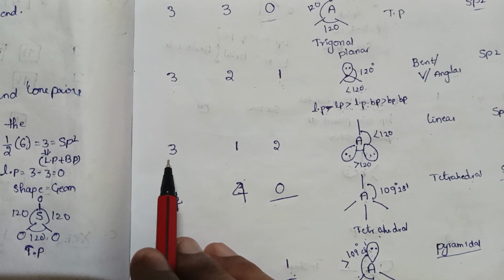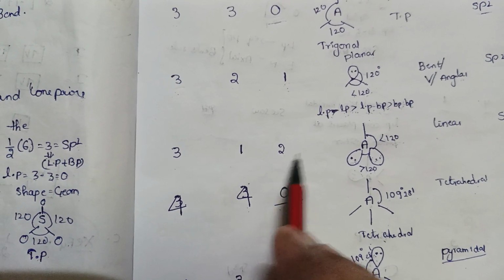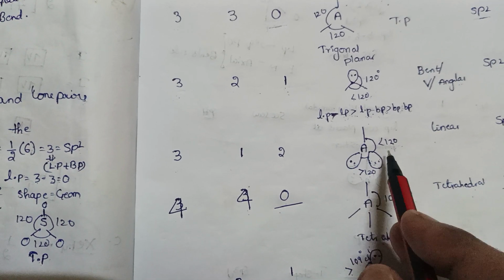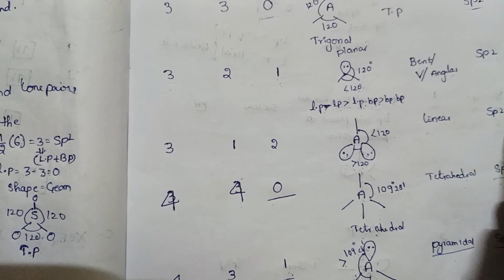If the Z value is 3 and 1 bond pair and 2 lone pairs are present in the molecule, the geometry is trigonal planar, the shape is linear, and the hybridization is sp2.